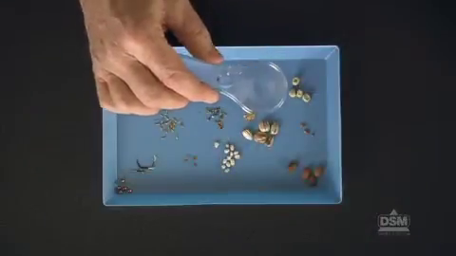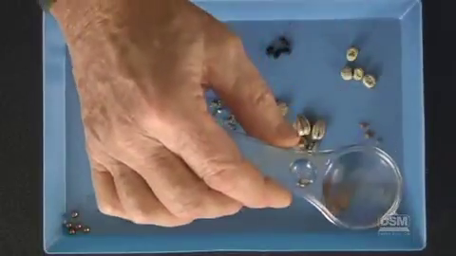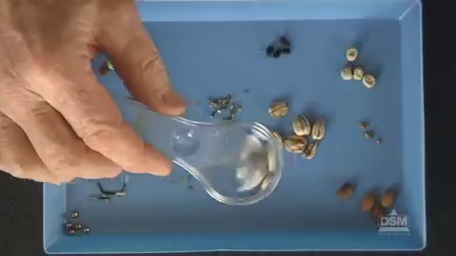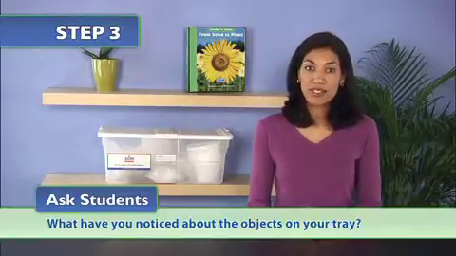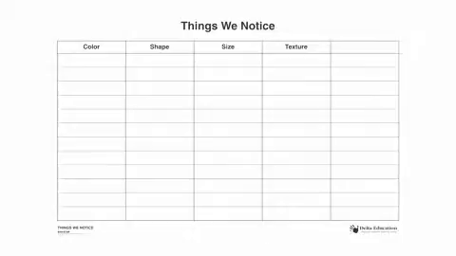Next, give students time to look closely at all the objects on their trays, and challenge them to use their magnifiers to discover as much as they can about each object. If necessary, show students how to use the magnifier. Ask each team, what have you noticed about the objects on your tray? As students offer descriptive words, write them in the appropriate columns of the Things We Notice chart.